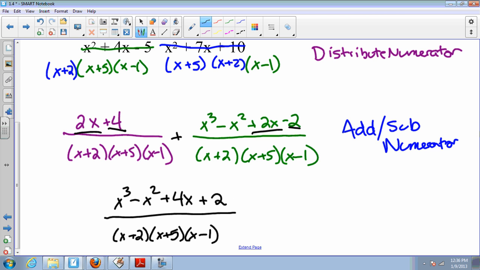Look to factor the numerator. You have x cubed minus x squared plus 4x plus 2. It's 4 terms, so the only option would be factor by grouping, but it does not work. So this is our simplified answer.